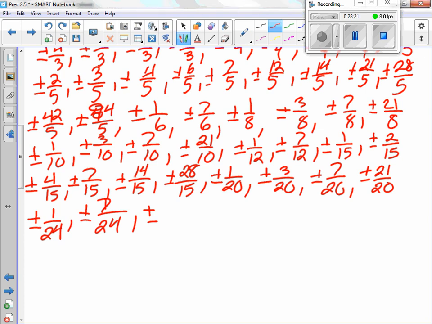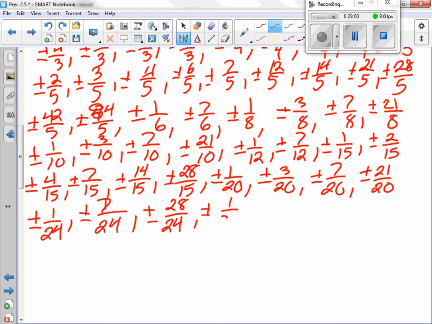12/24 would be 1/2. 14/24 would be 7/12, which we do have. 21 over 24 would reduce because they both have a common factor of 3. 7/8, which we do have up here. So that was 21. 28. Yep, that's one we're going to have to write because it doesn't have as much as we would like it to. 24 and 42 and 84, and those reduce.